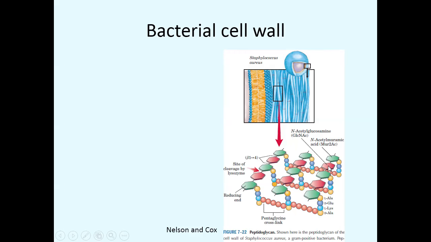This is a representation from the other textbook. In the upper panel, you can see the fiber-like structures in the cell wall shown in blue color. Below, the same cross-linked structure of these disaccharides is shown.